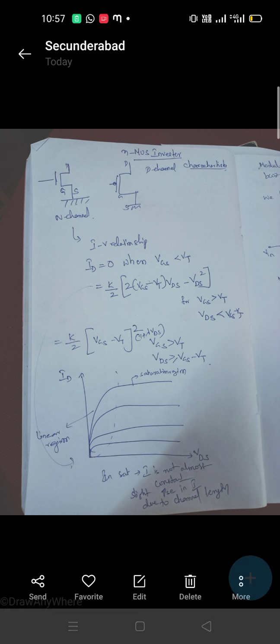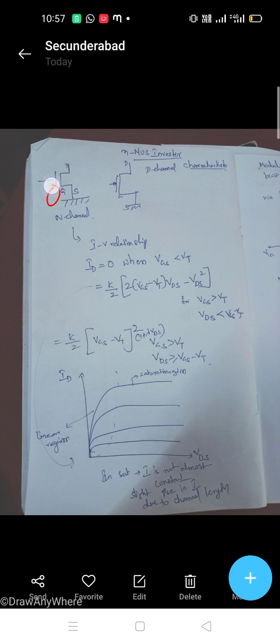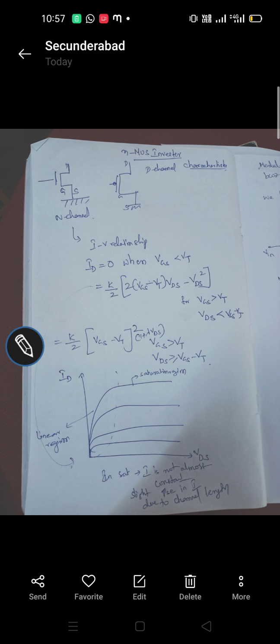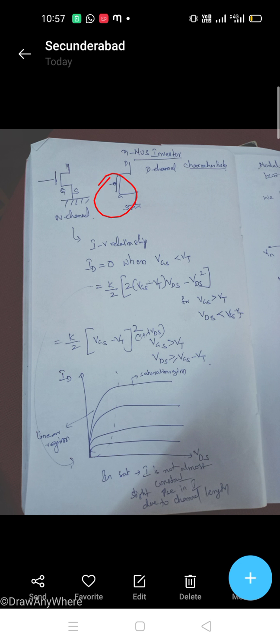And here what is the difference? In N-channel we have one gate, source and drain. And in the P-channel transistor we have a bubble here. We have the same transistor, but with an extra bubble. This is the bubble. This is the N channel and this is the P channel transistor. And these are the three terminals, that is source, gate and drain.